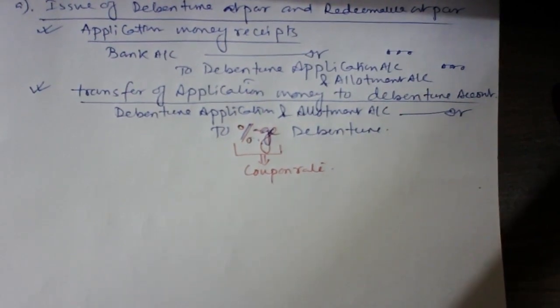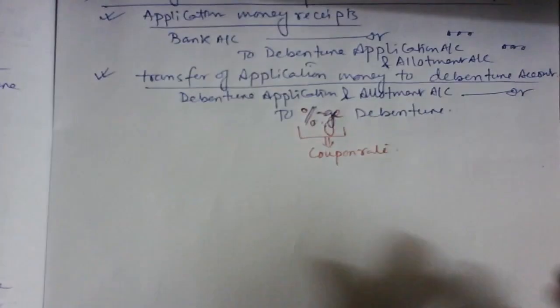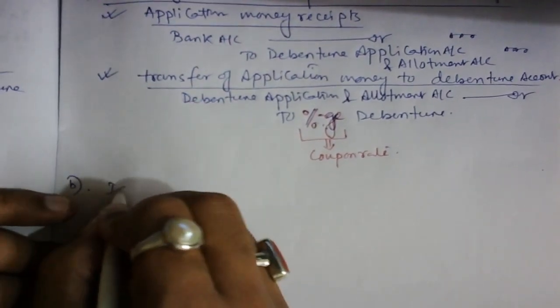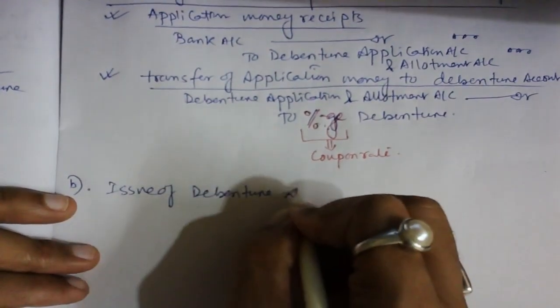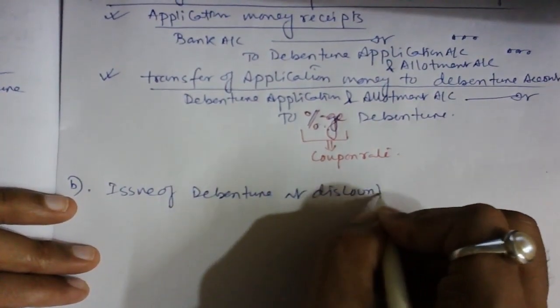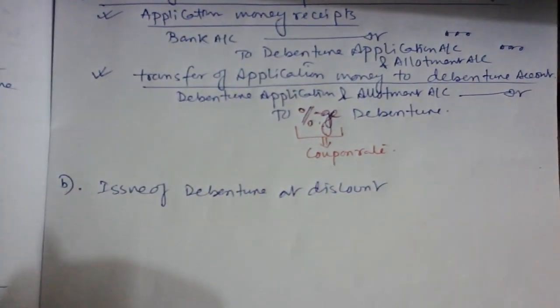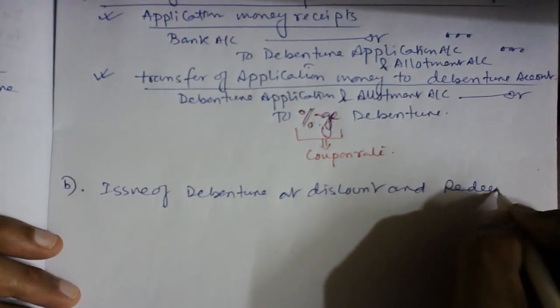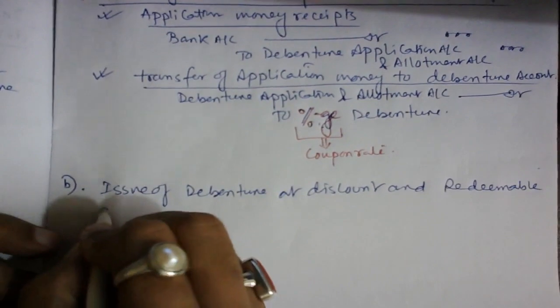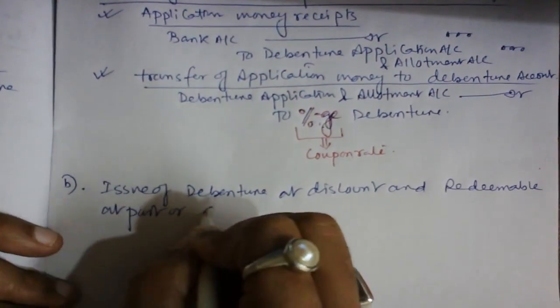When your debenture is issued at par and redeemed at par, it's very, very easy. Nothing as such. Okay, issue at par and redeem at par. Let's see now what happens. Case number B: issue of debenture at discount and redeemable at par or at discount.